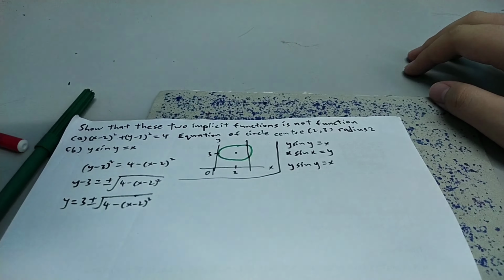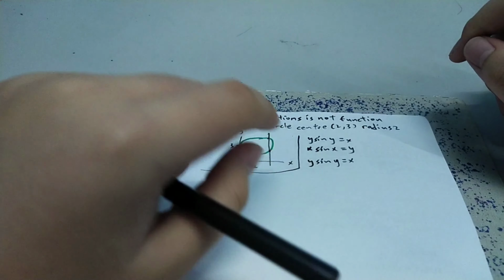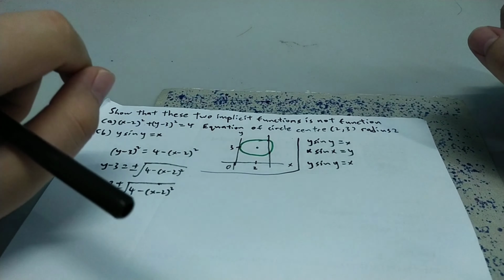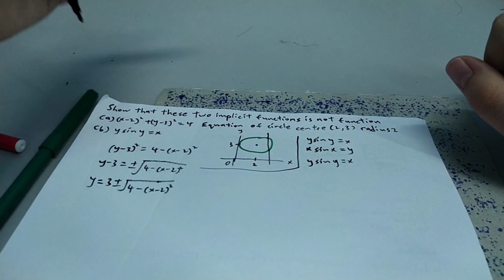If there's one line that intersects more than once, which means that its inverse function is not a function. So we can conclude that our aim right now is to show that y is equal to x times sine of x must fail the horizontal line test. So we must consider just one y value. Let's say 0, because it is the easiest way to verify whether it has only one x value or more x values.